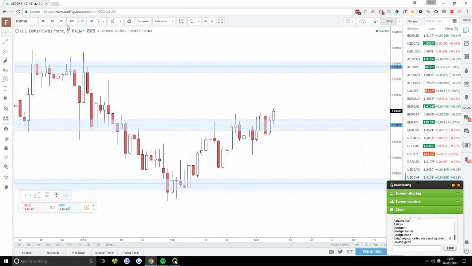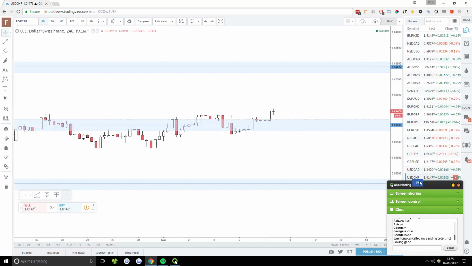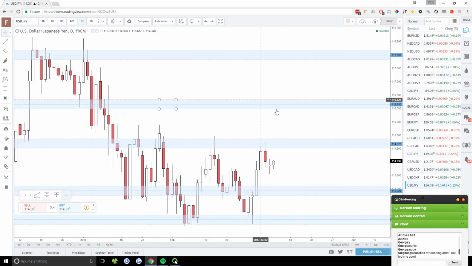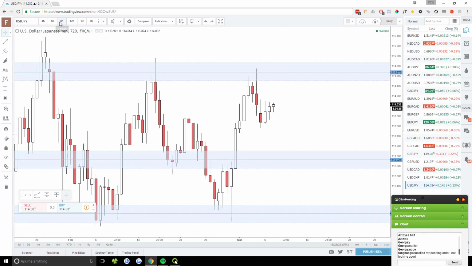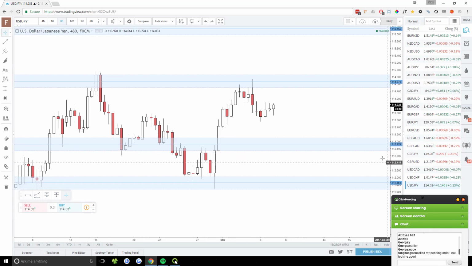USDCHF. Really messy, nothing that I would really want to trade there. NZDJPY. Anyone still short on USDJPY?